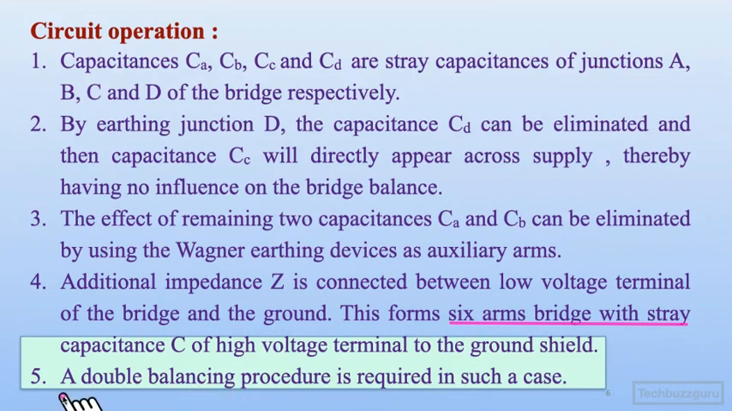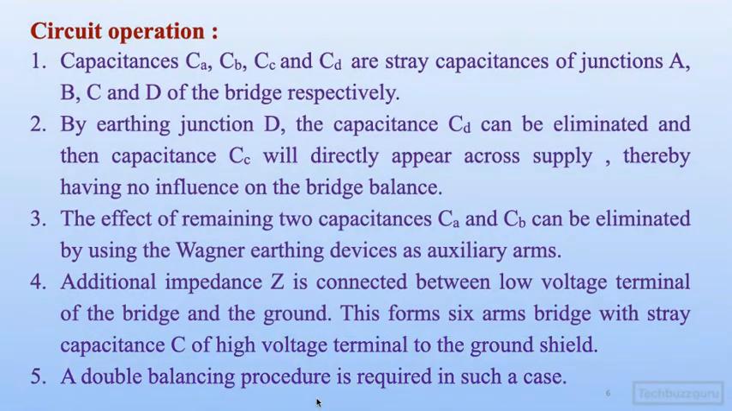Double balancing. 6 arms हैं, तो naturally at a time 4 ही arms को हम balance कर सकते हैं bridge के principle के हिसाब से. तो 6 arms होने से any 2 arms are replaced and balance is achieved to minimize the ground capacitance. Okay. So let us check with that part also.